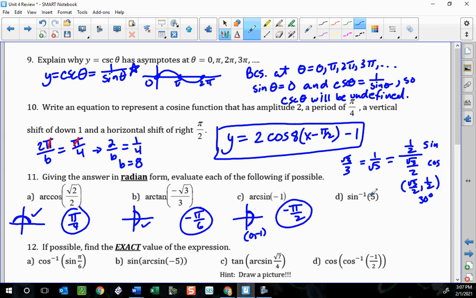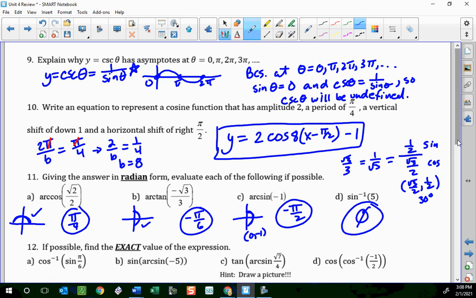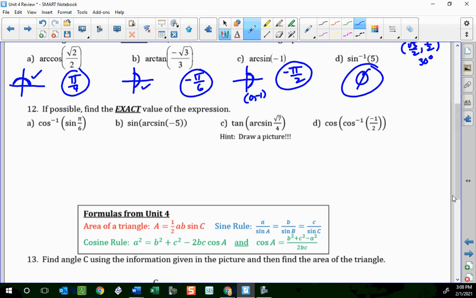All right, and arc sine of 5, there is no place where an angle that gives a sine of 5. You can't be bigger than 1 or smaller than negative 1. This has no solution. All right, so a few more complicated ones here, but we're just going to have the double.